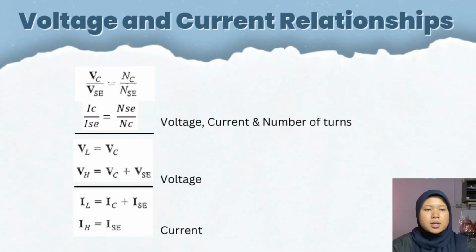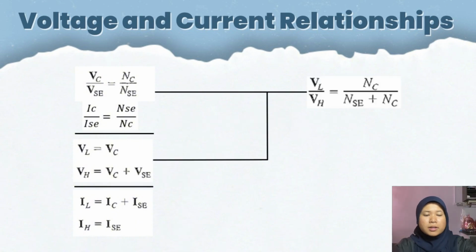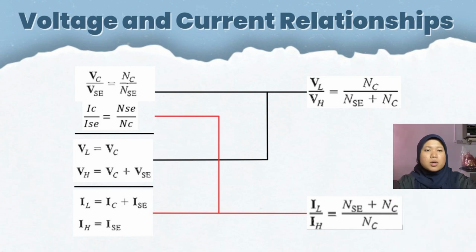For the voltage and current relationship, we have that the ratio of the common voltage over the series voltage is equal to the number of turns in common windings over the number of turns in series winding, and it is opposite for the current. Combining the low voltage side and the high voltage side with the number of turns, we can get the equation like this. And it is also opposite for the current, and we can get the equation like this.